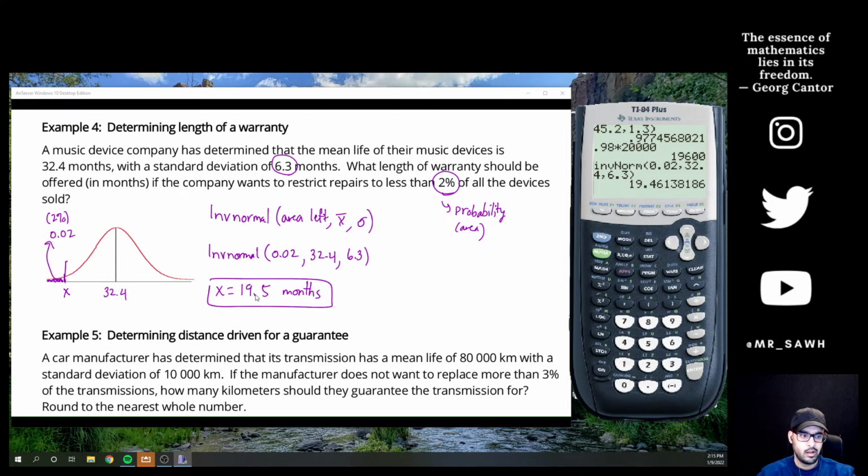Well, I can't really offer half a month warranty, and if I round this up to 20, then I'm going to be giving repairs to more than 2%, only slightly. So I'm going to round down in this case and offer a 19-month warranty. And if I offer a 19-month warranty, that means I will only be repairing less than 2% of the devices. It'll count within the area. If I were to round this up to 20 months, then I'm going to have this X value shifted over just slightly, and it would be more than 2%.